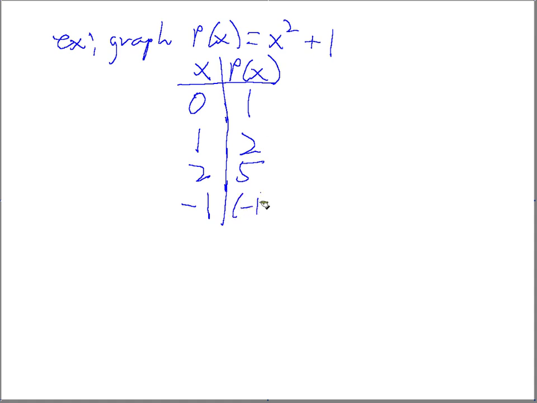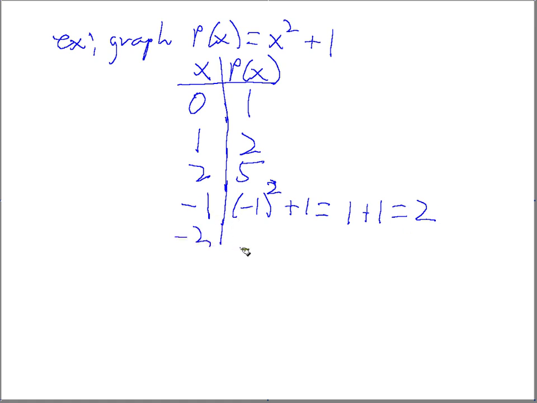Let me show the work here. Negative 1 squared plus 1. That's a 2 right there, sorry about that. Equal to positive 1 plus 1, or just 2 in this case. So the range is going to be 2 when the domain is negative 1.